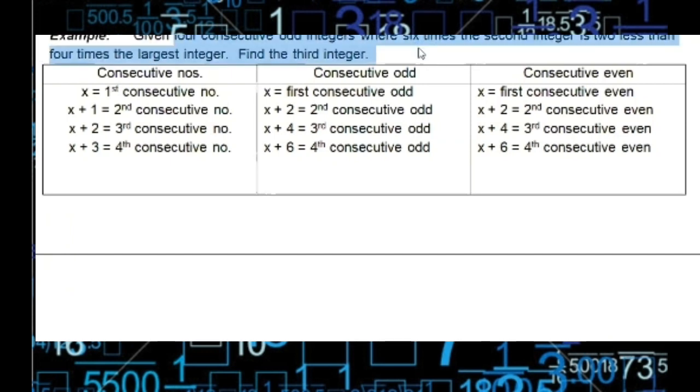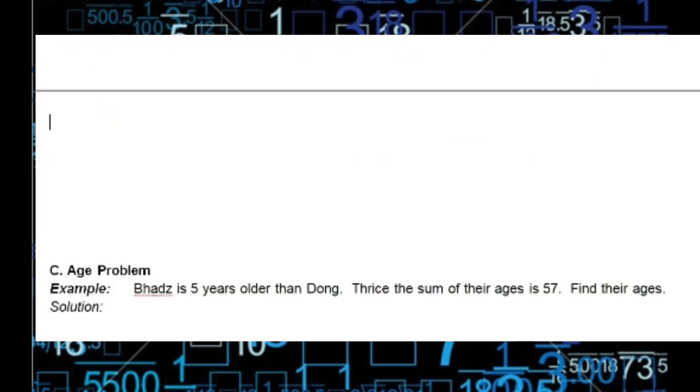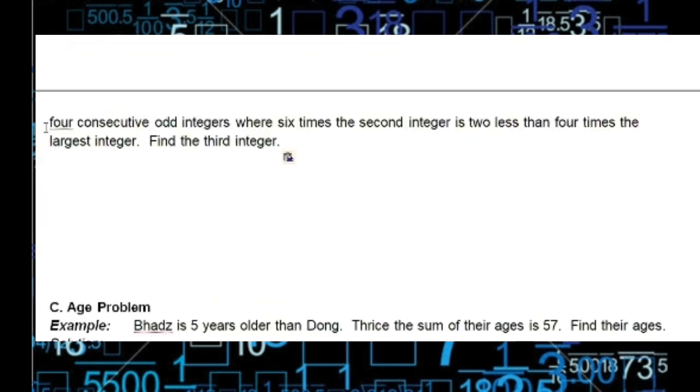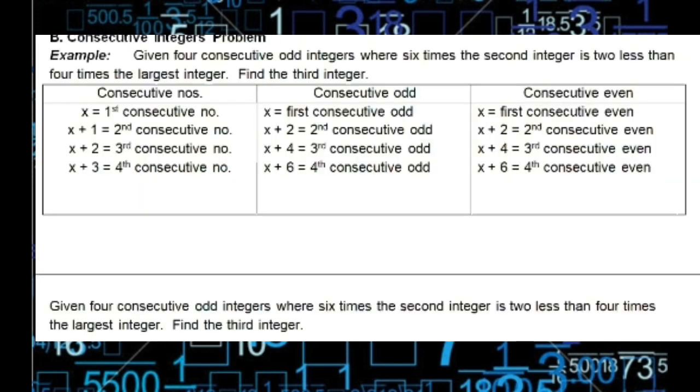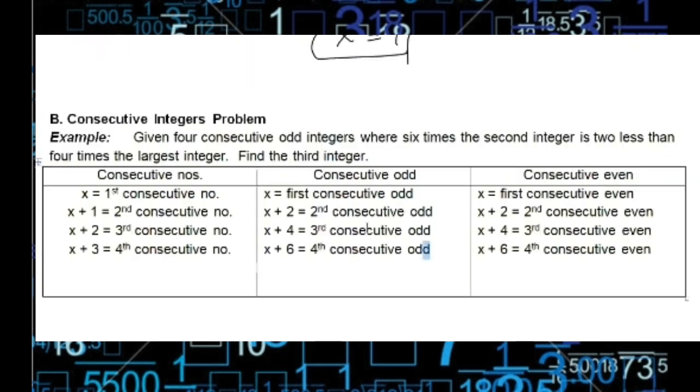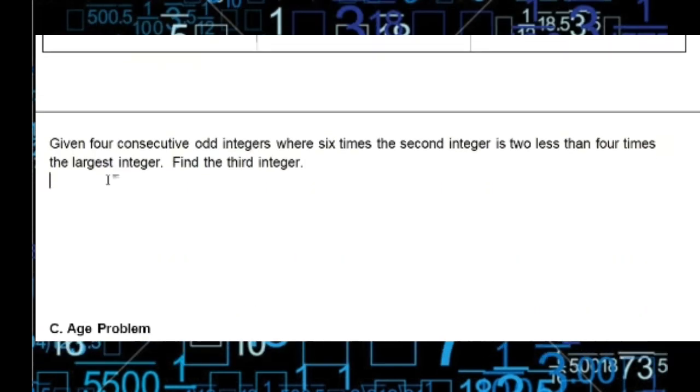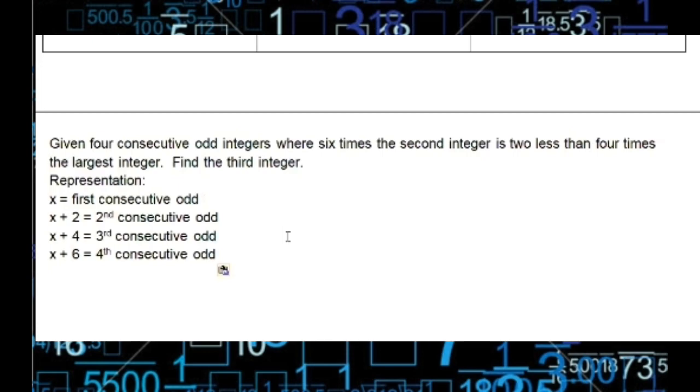So I will just copy again this problem and move it in the next page here. Here is the question. Given 4 consecutive odd integers. So ngayon, anong representation nun? So ang representation nun, mathematically, eto na. Fix na to sa lahat ng odd. So lalagay ko dito, representation. Ayan. So, gamitin na natin yan.